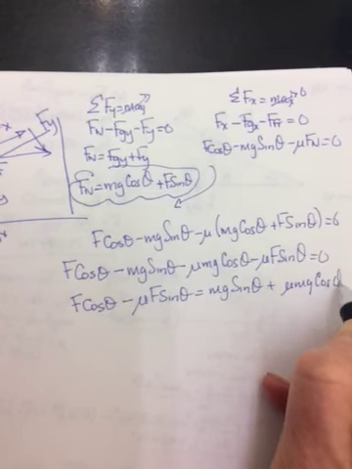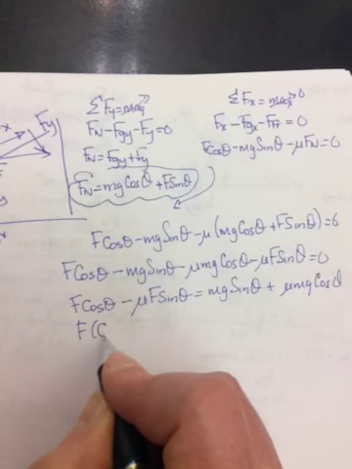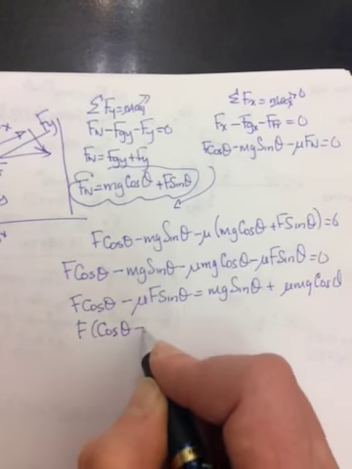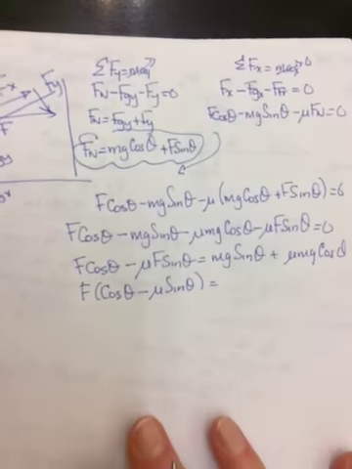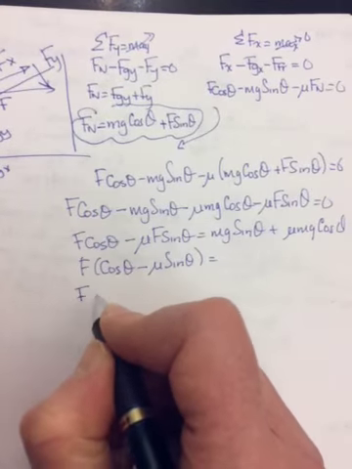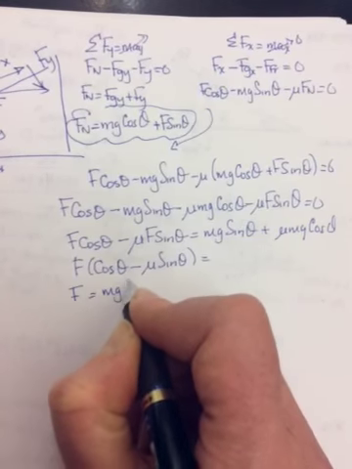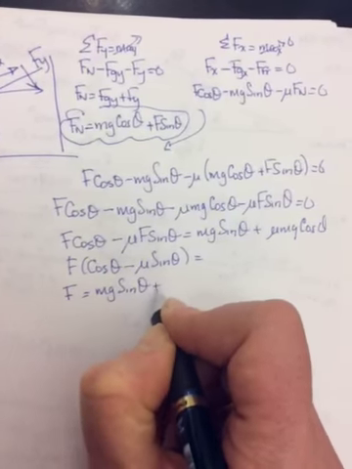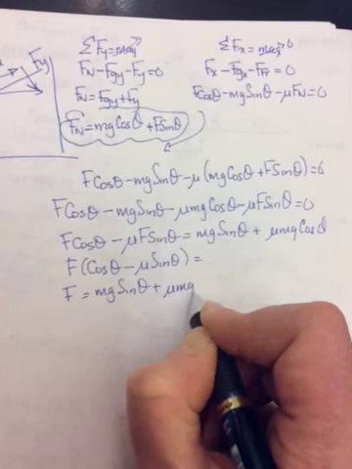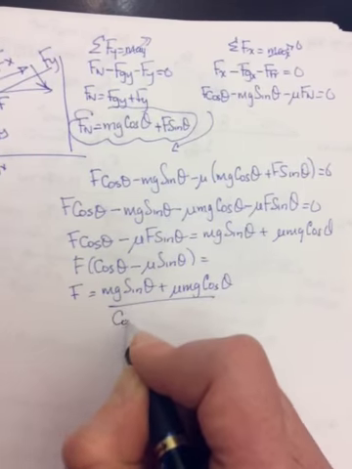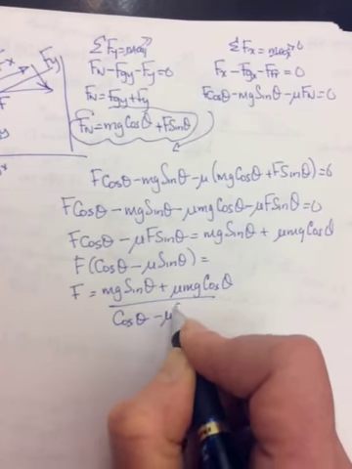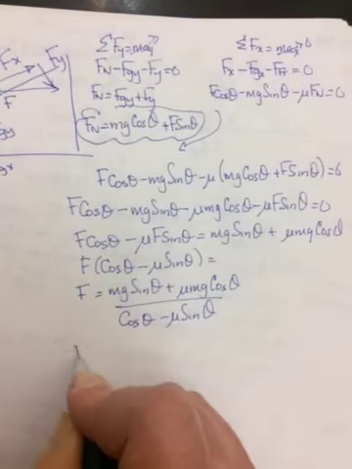Now factor out your F, and it'll be cos theta minus mu sine theta equals the same stuff, and divide by the bracket. So F will equal mg sine theta plus mu mg cos theta divided by cos theta minus mu sine theta. And now fill in your numbers.